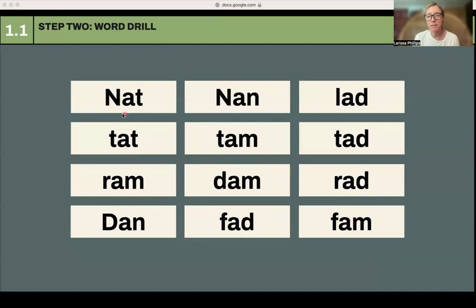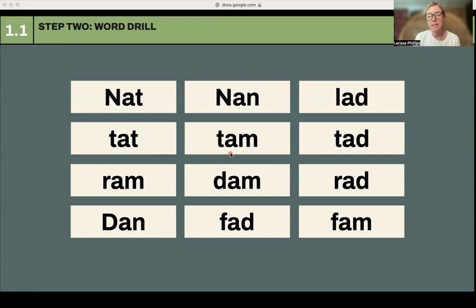Nat, nan. I say nan, like nan, short for maybe Nancy. Lad, lad. Lad is a sort of old-fashioned word for a boy. Oh, just a young lad. Tat. I don't really know what tat means. I think it's like a sound, like rat-a-tat-tat.